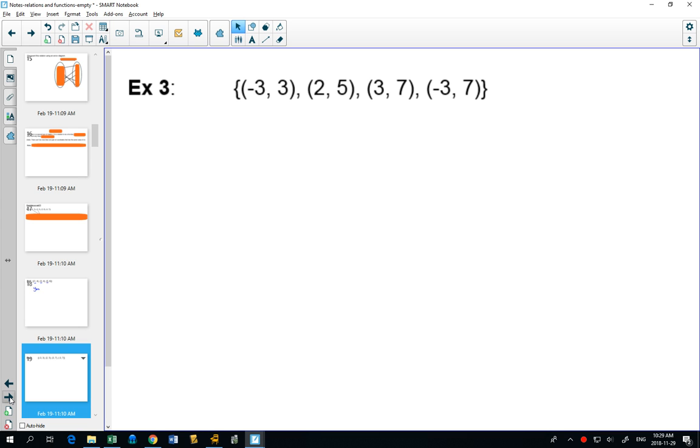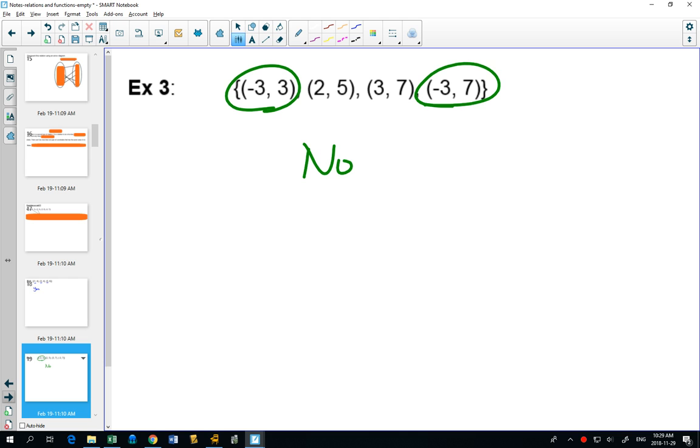Function or not? No. Why? The x value of -3 has two different y values.